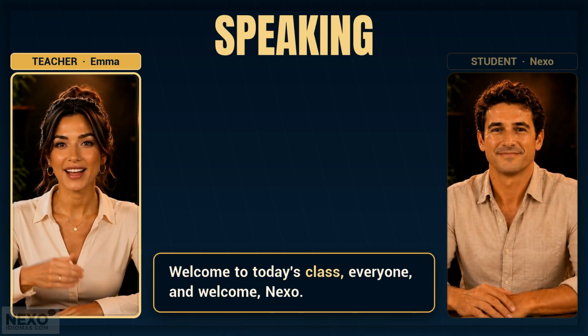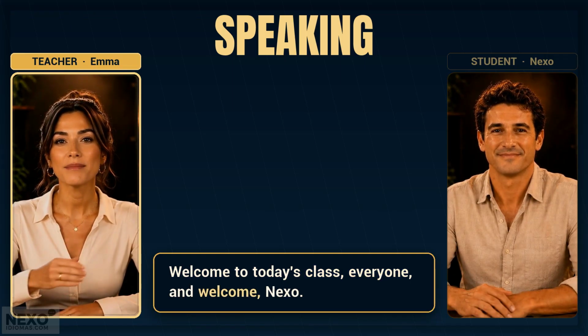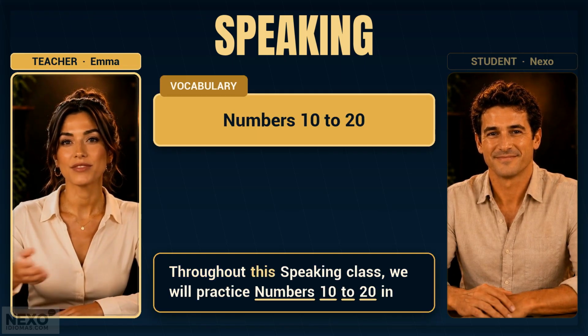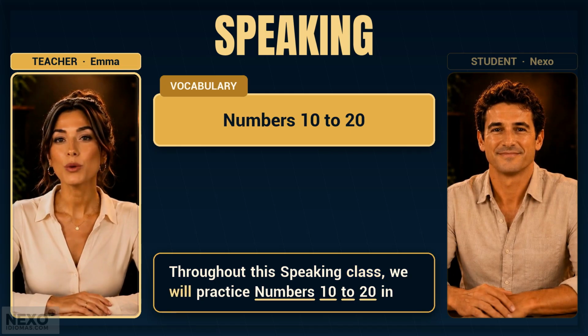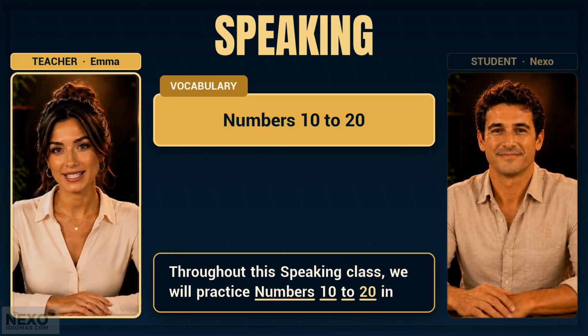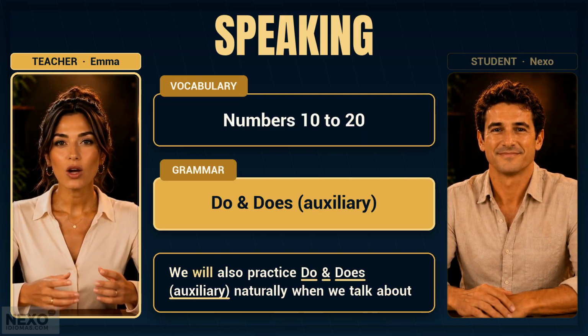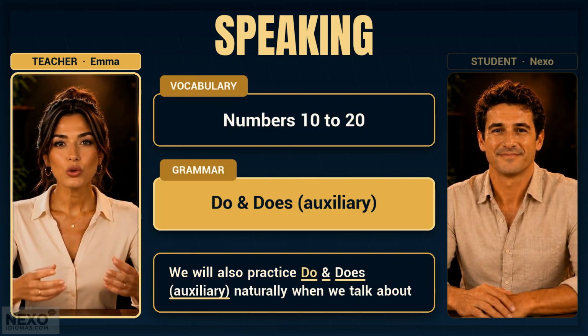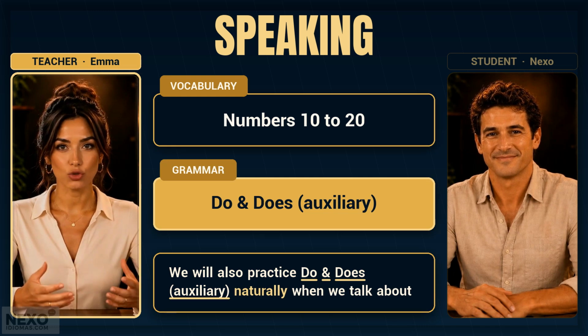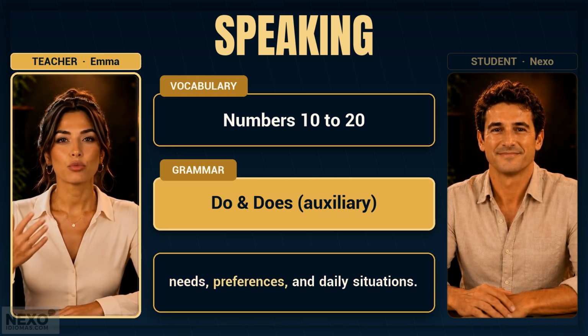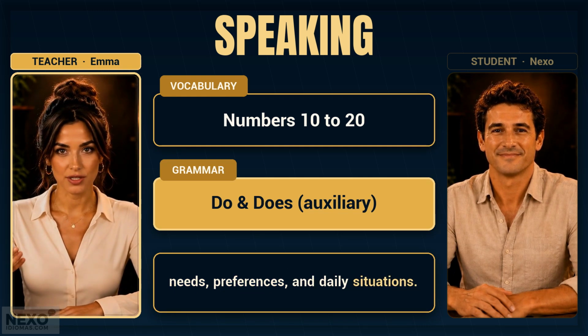Welcome to today's class, everyone, and welcome Nexo. Throughout this speaking class, we will practice numbers 10 to 20 in useful, everyday situations. We will also practice do and does auxiliary naturally when we talk about needs, preferences, and daily situations.